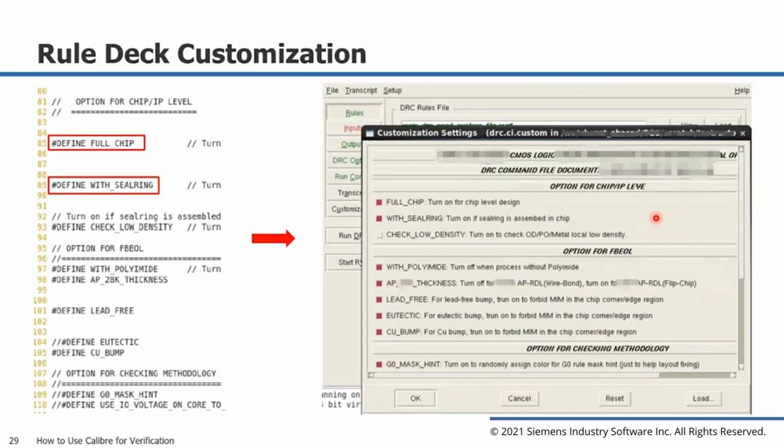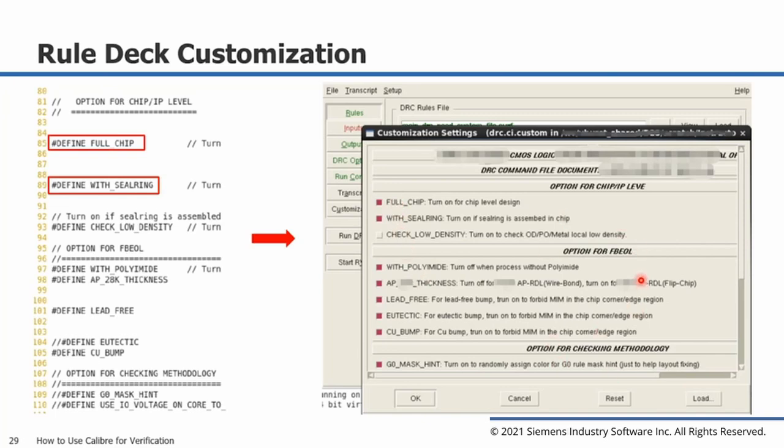RVE customization. Calibre Interactive offers a lot of ways so you do not need to do it manually inside the RVE. For this particular case, let's say there are a lot of options: define full chip, define with seal ring, define with polyimide, AP28K thickness. All these are options. So you can customize in Calibre Interactive to have all these as a click button.